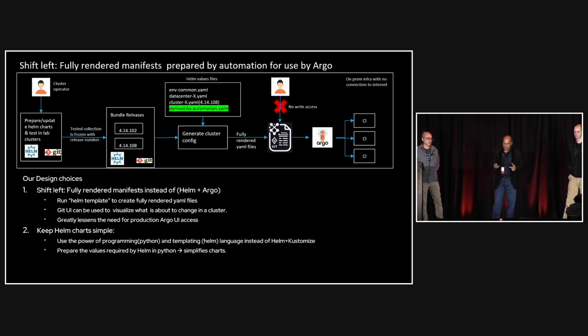So we use the power of a programming language like Python and a templating language like Helm, because this is a good combination. It greatly reduces the complexity of Helm charts, because the values are prepared by Python, and then we run Helm template to prepare the rendered YAML files.